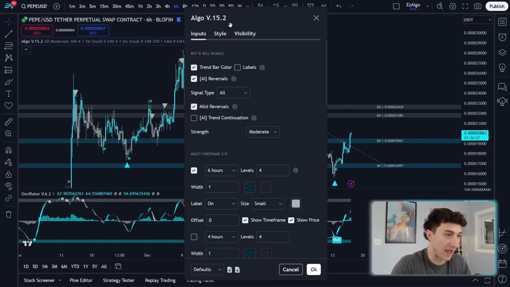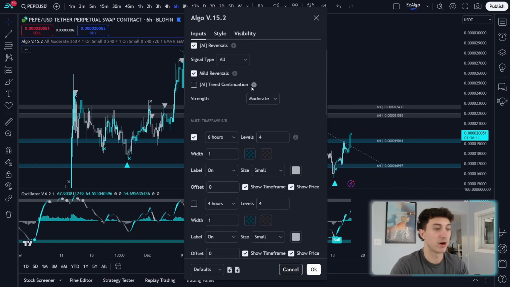We're going to start with Algo V15. I have my trend bar color toggled on, my AI reversals, I have all of those showing. I have my mild reversals. You can show the AI trend if you want. Personally, I'm just going to keep that off for simplicity to make the chart clean.